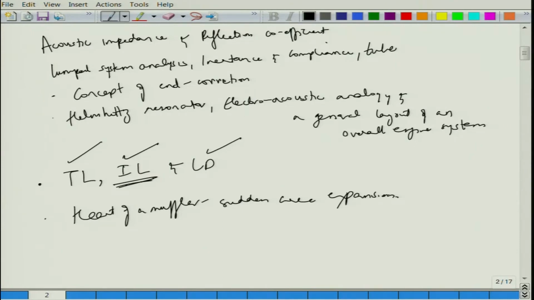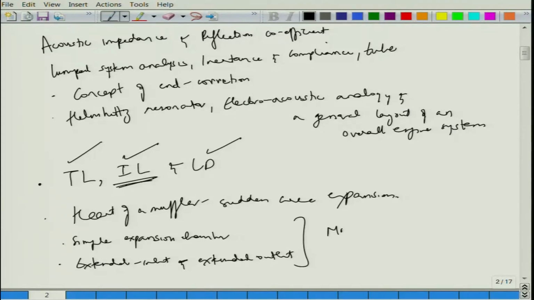Sudden area expansion, that is the heart of all reactive mufflers. So we did that, and then the simple expansion chamber, for which we did MATLAB plots and analysis. Then the extended inlet and outlet muffler, which we considered even until the last point, including 3-dimensional effects, and the extended outlet muffler. This is all using MATLAB, with planar wave 1D as well as 3D, using different models.